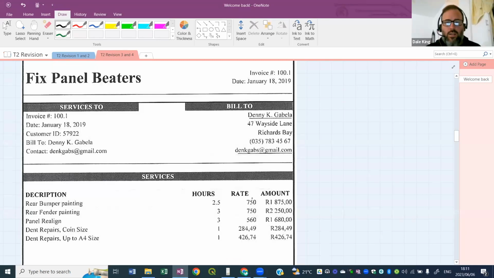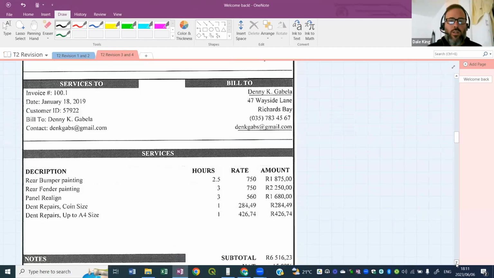The rate, okay. Now, I think this might be an hourly rate. I don't think it's per item, but we'll check on that later on. We can easily check on that. We've got all the rates here in the middle column. And then we have all the amounts for all these different items in this invoice. Okay, let's go further down and see what we got.